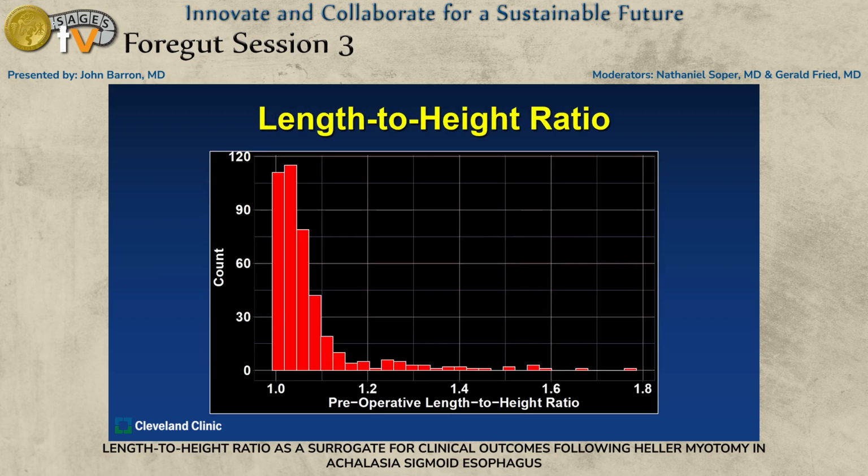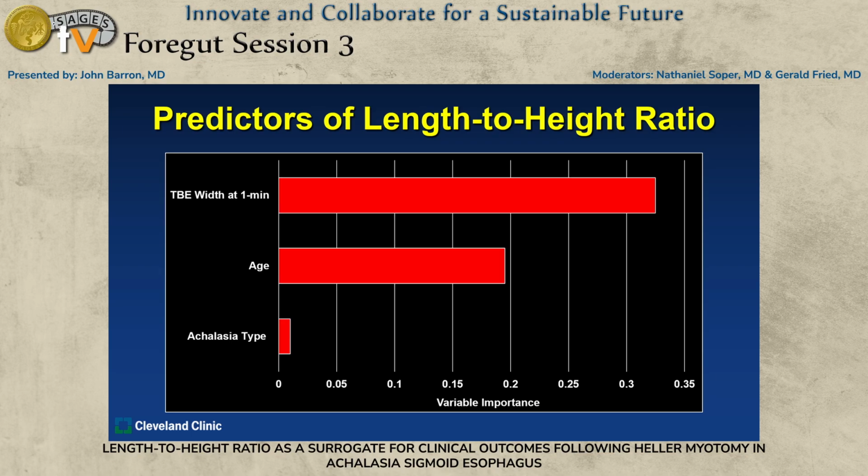The distribution of the preoperative length to height ratio ranged from 1 to 1.77 with a median of 1.04. The 85th percentile is 1.1. The takeaway is that most patients have a relatively straight esophagus. The variables most predictive of increased preoperative length to height ratio were increased esophageal width and increased patient age, perhaps as expected, considering width and tortuosity are often seen together. Interestingly, manometric subtype was minimally predictive, suggesting that although we often associate a dilated tortuous esophagus with type 1 achalasia, tortuosity seems to be a separate phenomenon.